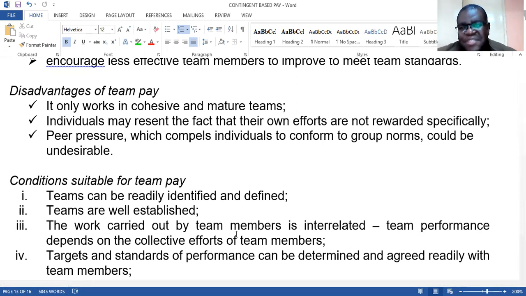But the challenges with team-based reward schemes: how to build cohesive and mature teams is a challenge. Individuals normally resent the fact that their efforts will be shared with others. And ultimately, when you have team-based schemes, then peer pressure comes in. The weaker performers will be compelled by others, who will start telling them, you are the one dragging us behind, so also uplift your standards.